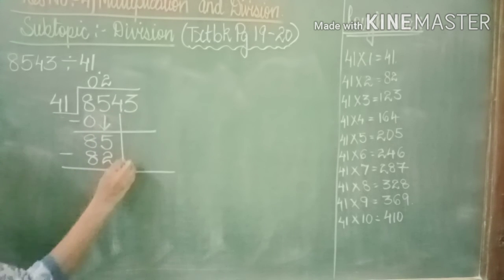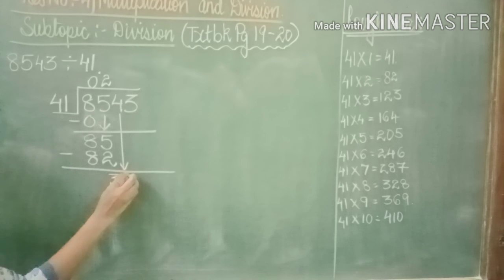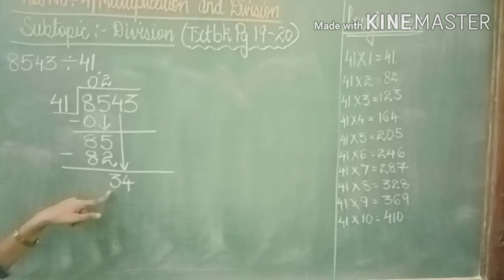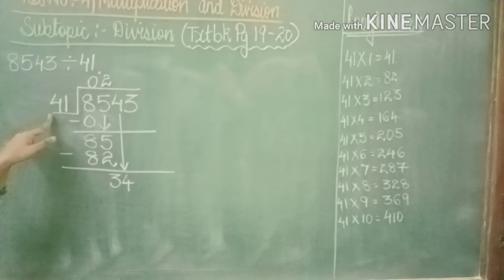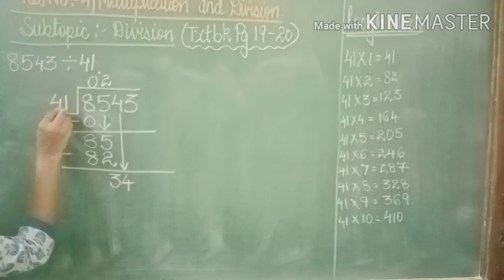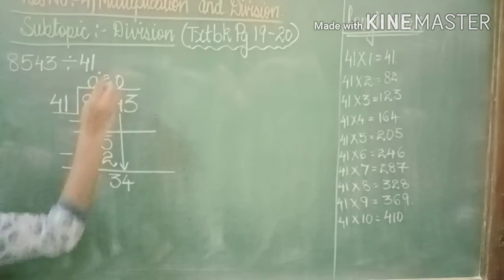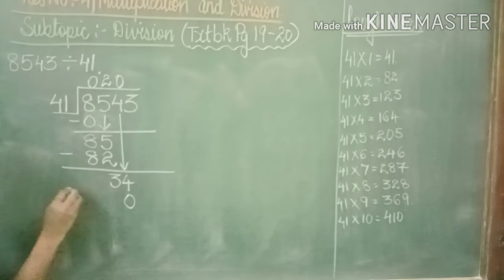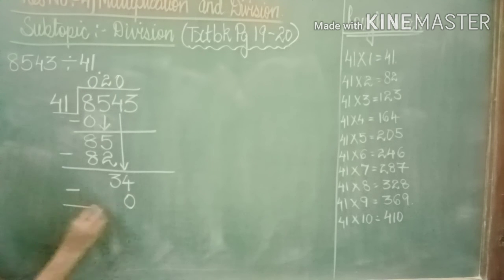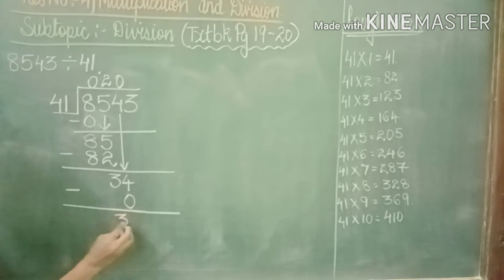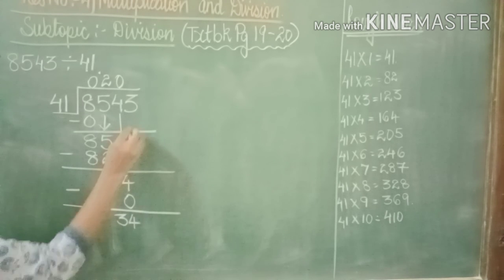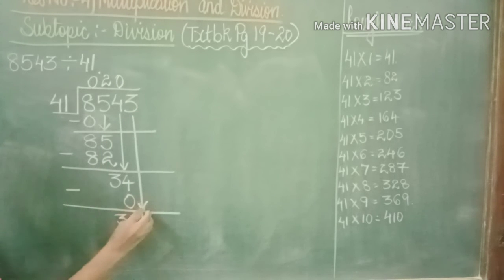We pull down the next number, that is 4, with the help of an arrow, and you can see 34 is a smaller number and 41 is a bigger number. So which number will we take? We will take 41 zeros are 0 and a minus sign. Then we enter the same number down, 34, and we take the next number by an arrow, and we write 3.